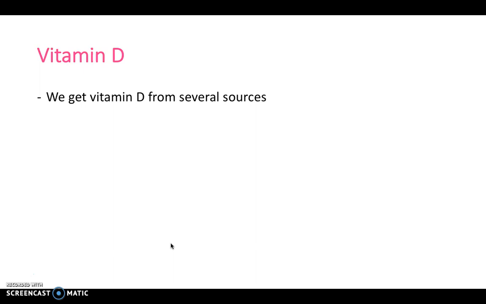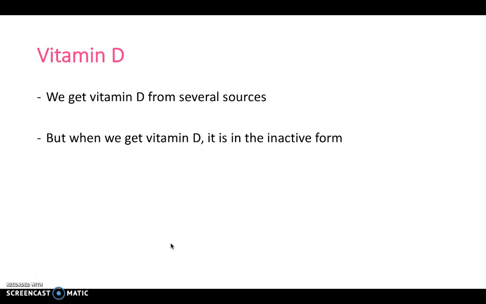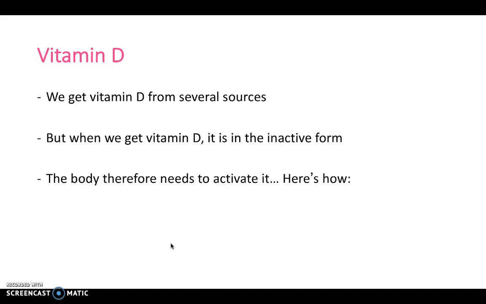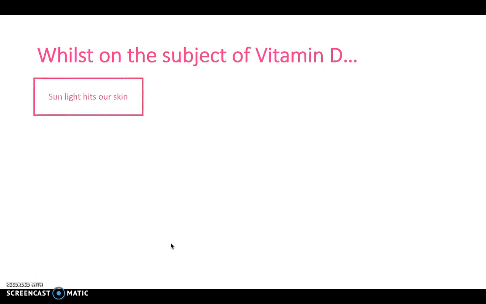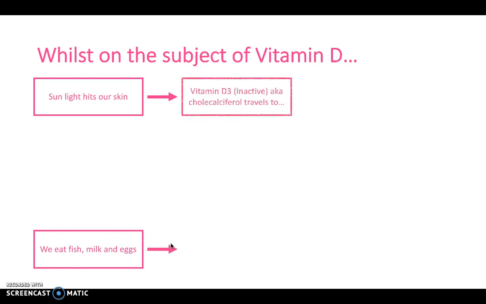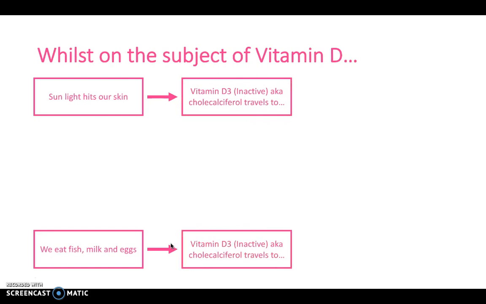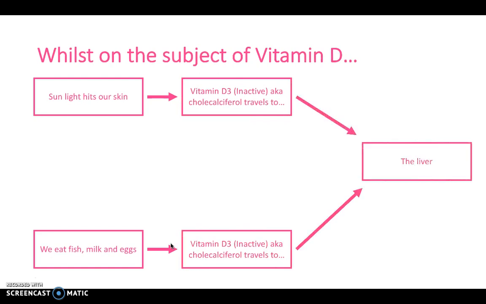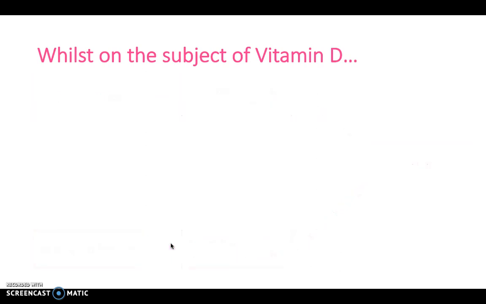Now vitamin D, thinking broadly, comes from several different sources. But when we get vitamin D, it's in the inactive form, and therefore our bodies need to work really hard to activate it. So, sunlight hits our skin, or equally we eat fish, milk and eggs, and these are our two sources of vitamin D for the body. So vitamin D3, the inactive form, such as cholecalciferol is what it's called, that travels to the liver. So we get this inactive form, cholecalciferol of vitamin D3, from our sun and from fish, milk and eggs, and this goes to the liver.